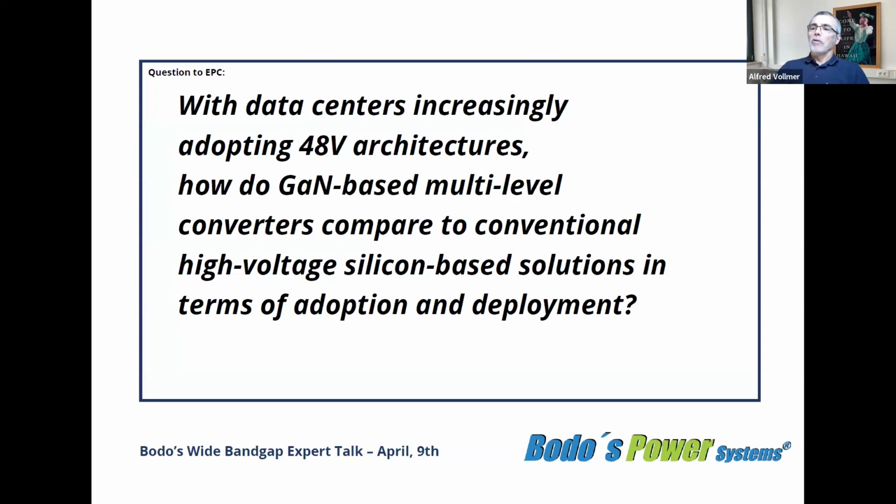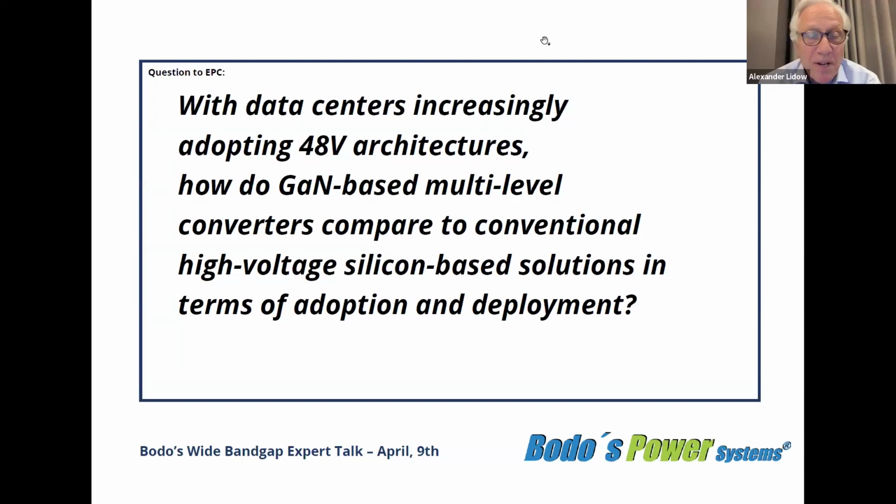Okay, I think I have another question for you, Alex, or Alejandro. How do the design improvements in... okay, yeah, I'm too far. Sorry, it's the middle of the day for me. With data centers increasingly adopting 48-volt architectures, how do GaN-based multi-level converters compare to conventional high-voltage silicon-based solutions in terms of adaptation and deployment?